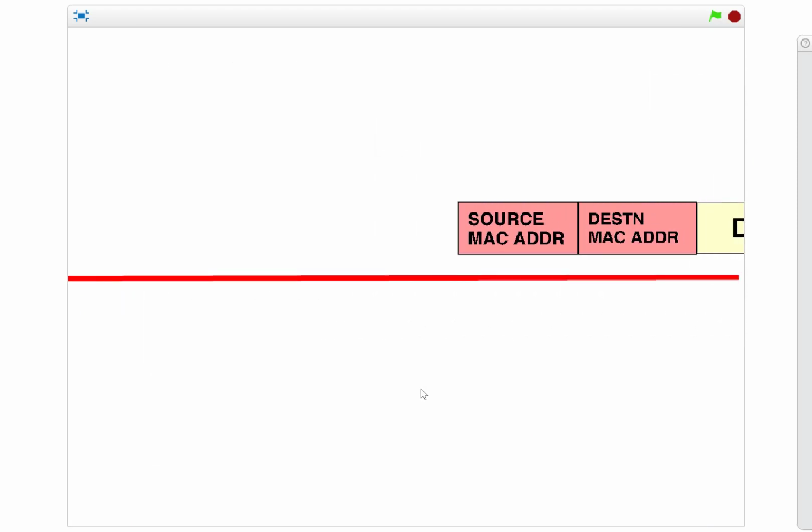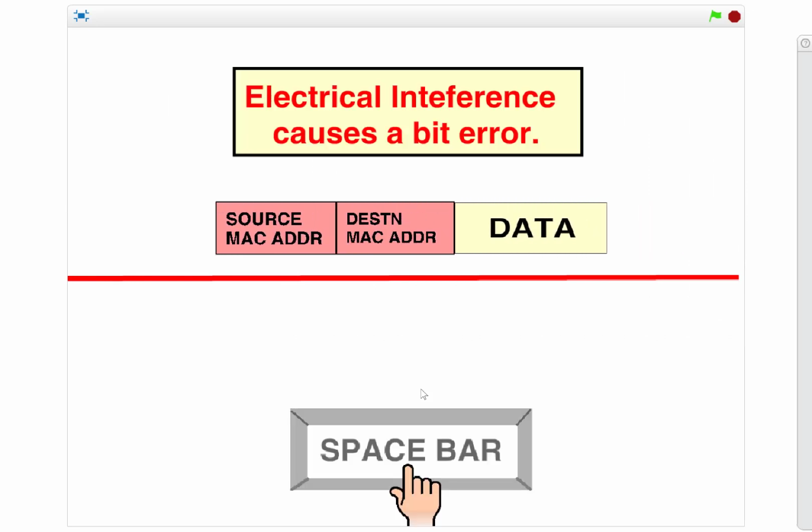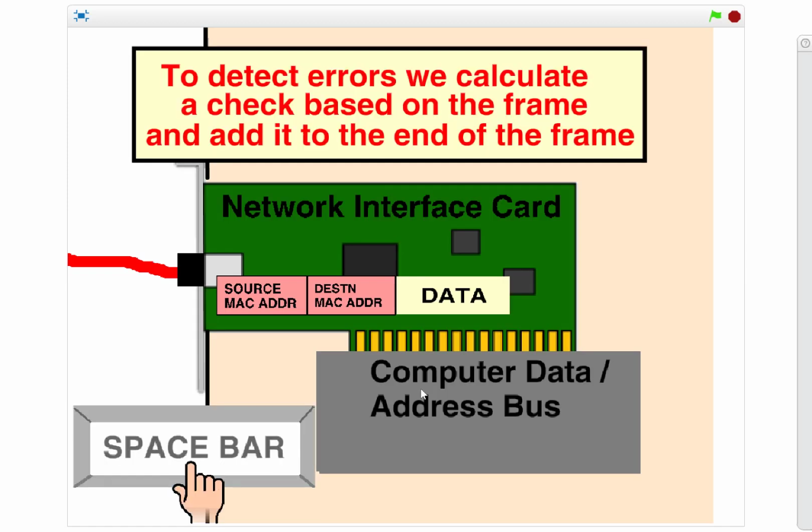Obviously the data now comes whizzing along the wire, heading to its destination or to a switch, and this is the basic of the Ethernet frame. However, some electrical interference might come along and cause a bit error, which we know from previous videos could change a 1 to a 0 or a 0 to 1. The question is, how do we mitigate against that?